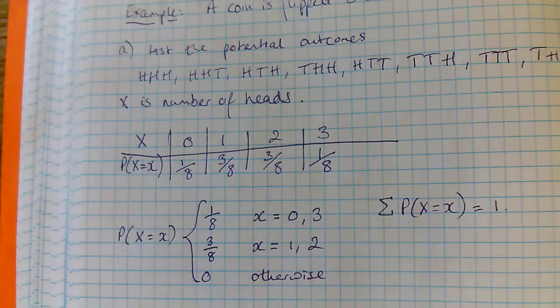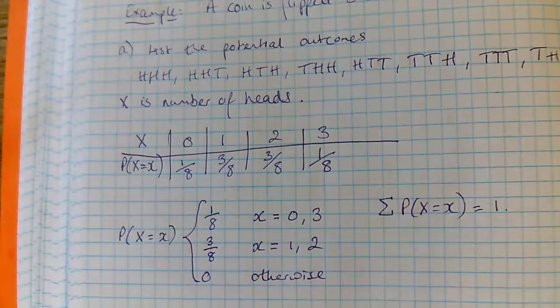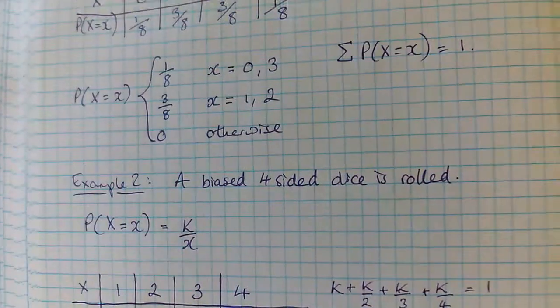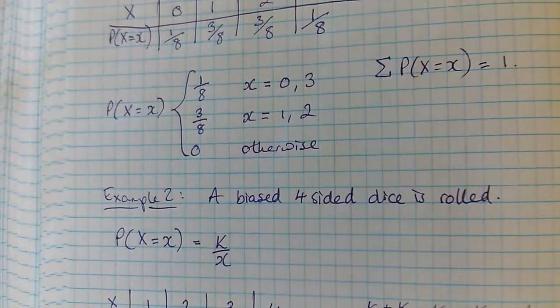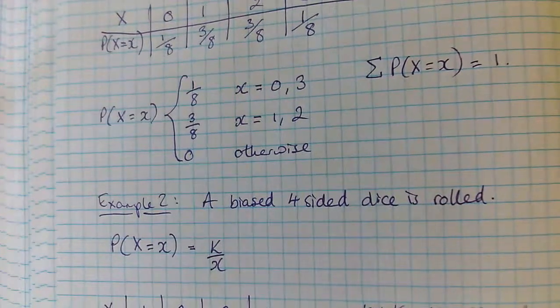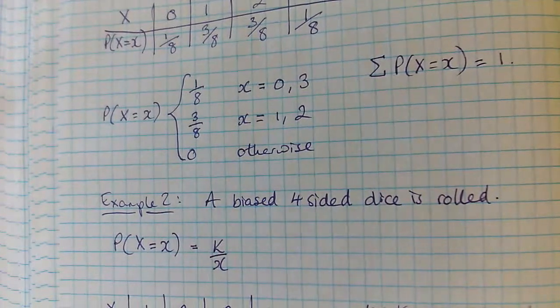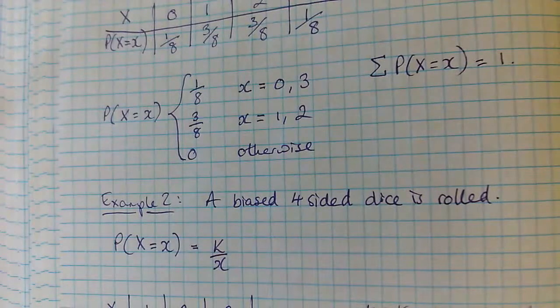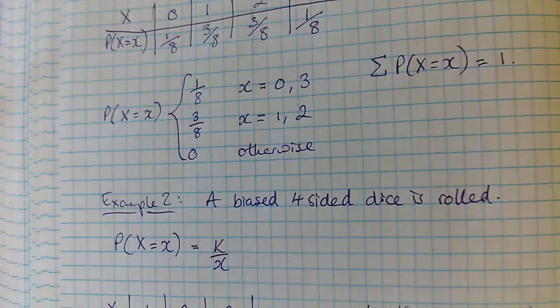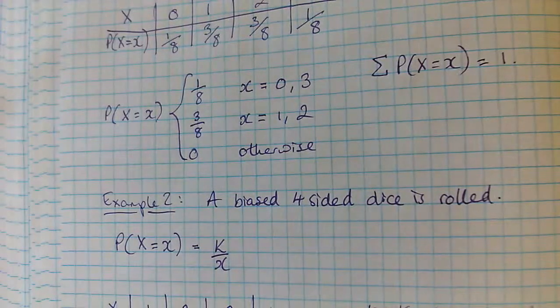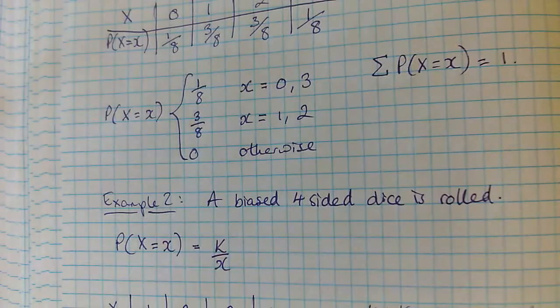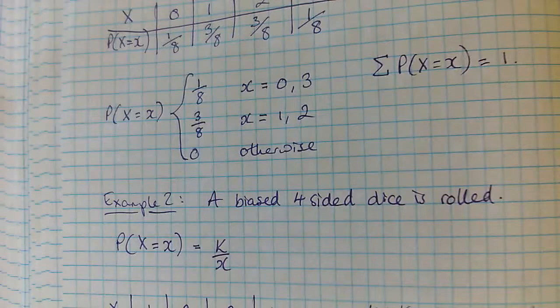Now, those are really simple examples. We're going to look at something that's a bit more like the kind of questions that you're going to face in this lesson, and in tests moving forwards. So, if you've got a biased four-sided dice rolled, we're given a probability distribution as an algebraic rule, and this happens quite a lot in these questions, where it says the probability that x equals a specific value of x would be equal to k over x, where k is some constant that we need to find. And the first thing you'd have to do before you can do anything else would be to find the value of k.